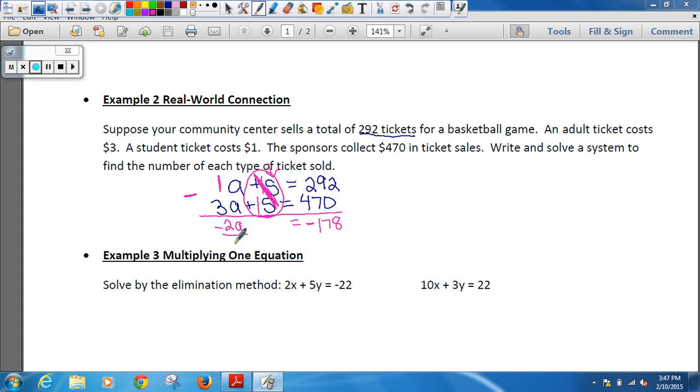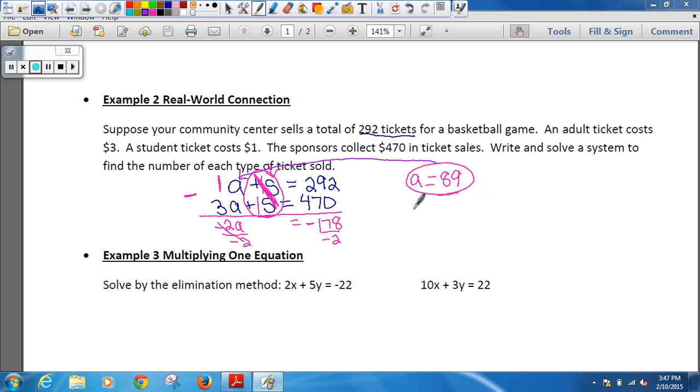I now need to divide both of them by negative 2, and I end up with a is equal to 89. I now need to sub that into one of the original equations. I'm going to sub it into this top one here.